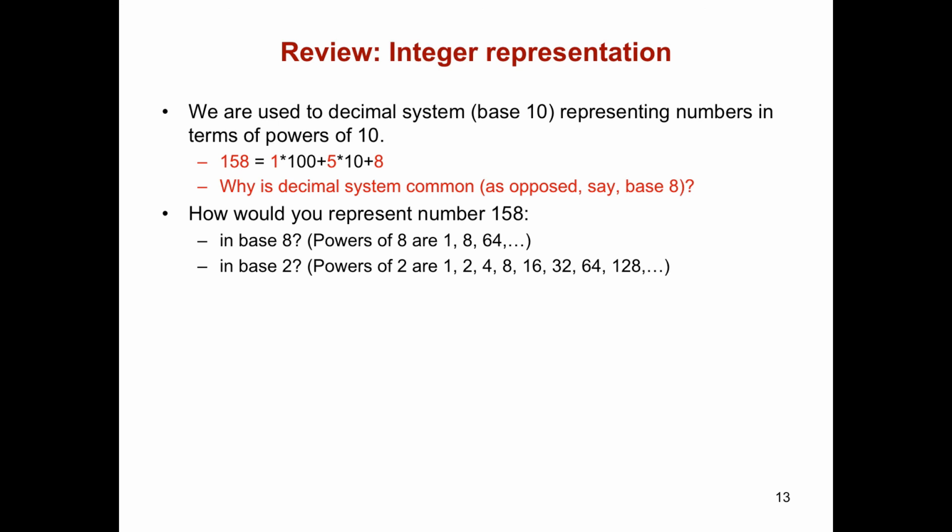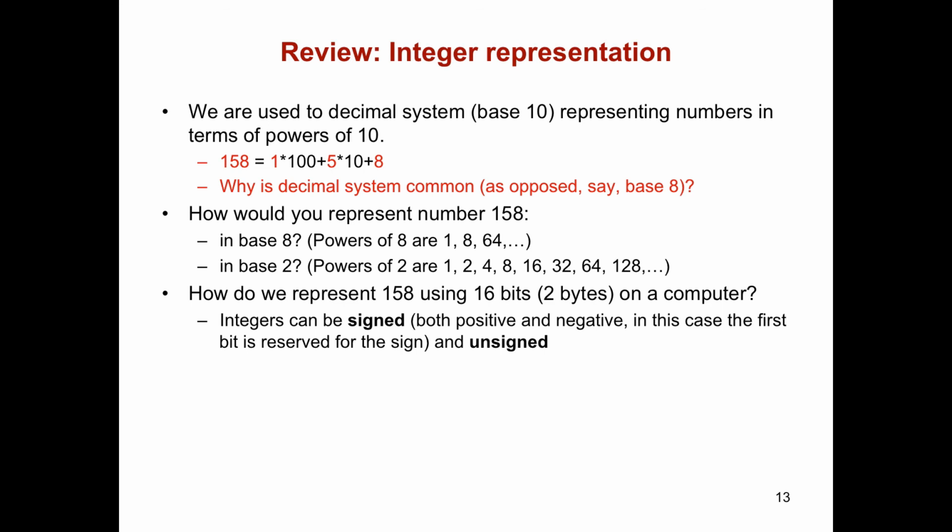So 64 is my largest power of 8 that I can fit into this number. How many times? 2. And then whatever is left is 30. What's the next power that I can fit into it? It's 8 to the power 1, right? And how many of them? 3, so my digit is 3. 3 times 8 is 24, what's left is 6. And 6 is 6 times 1. So it's 2, 3, 6.